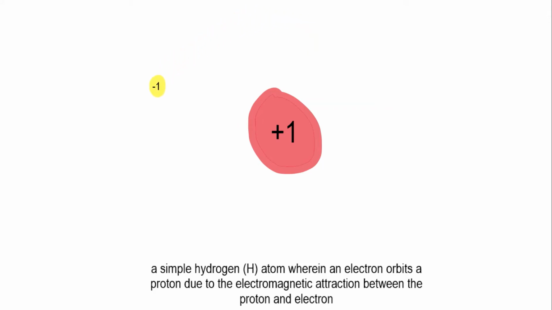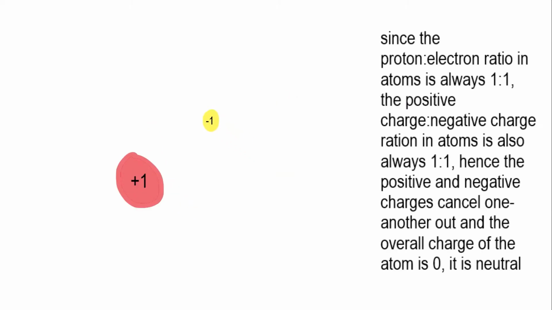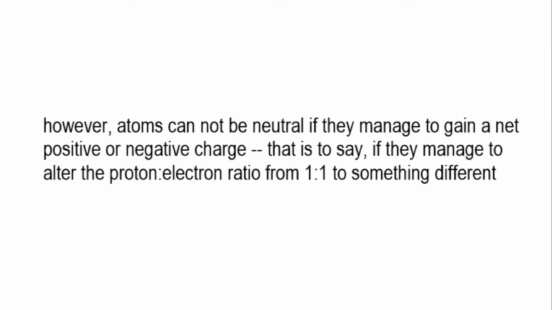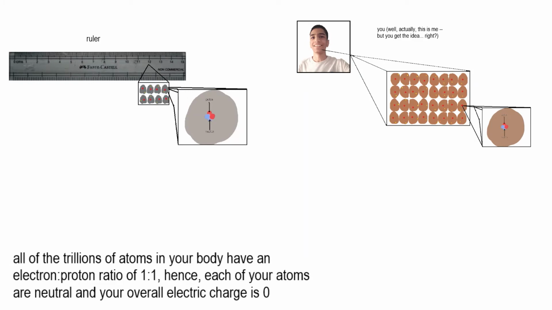Since atoms are composed of an equal number of positive protons and negative electrons, we say that they are electrically neutral because the positives and negatives cancel one another out. However, that is not always the case. Objects can exchange electrons when they, for example, rub against one another. You and a ruler, both are for now neutral, as the number of positive and negative charges are equal.